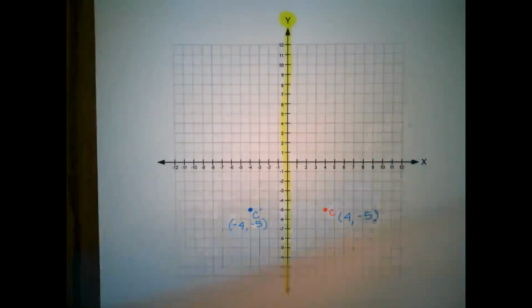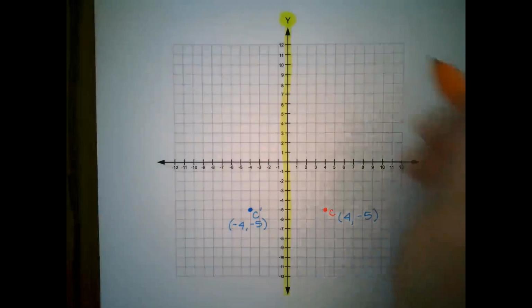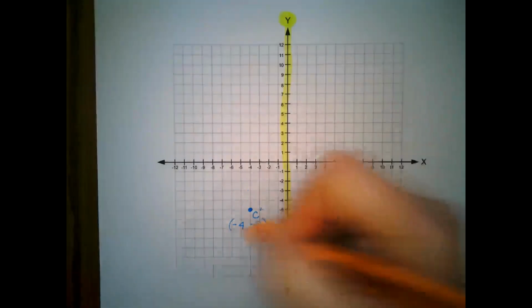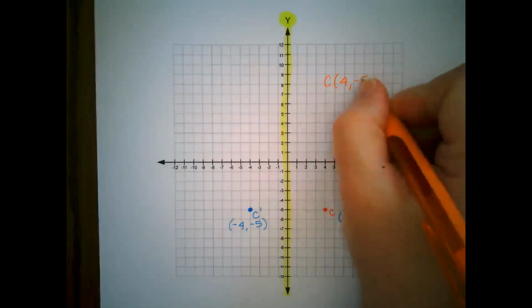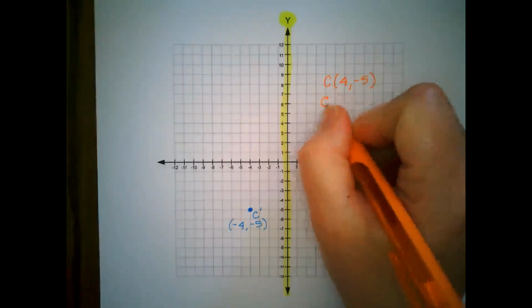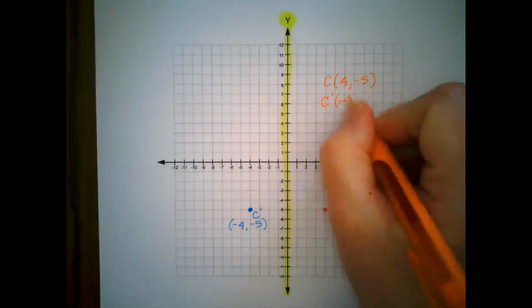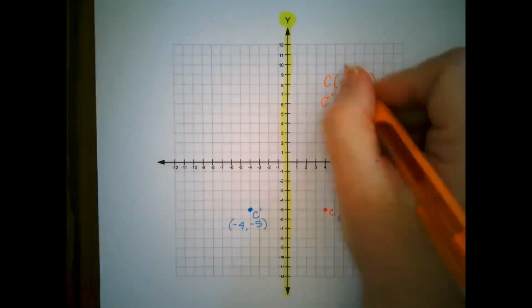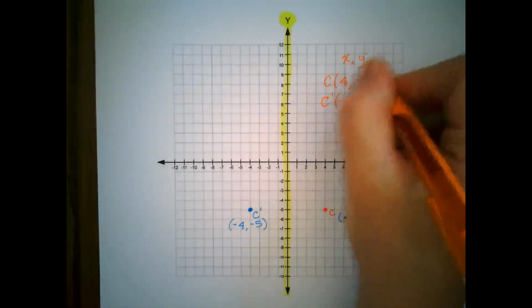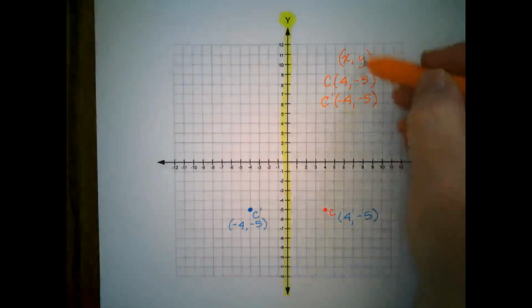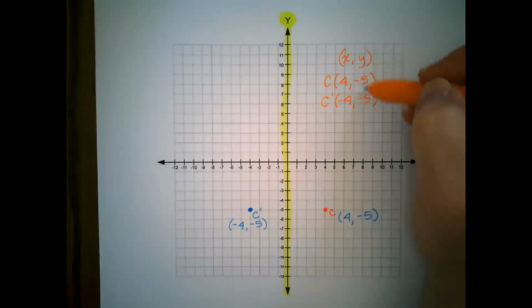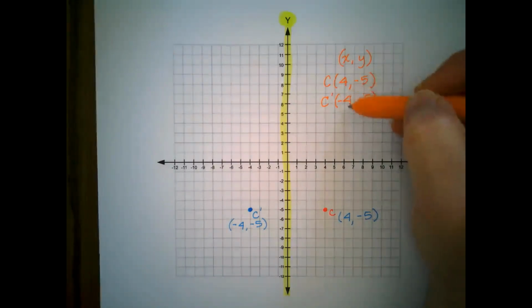Now let's take a look at actually writing those coordinates out side by side so we can see what happens when we reflect across the y-axis. Point C is located at 4, -5, and point C prime is located at -4, -5. Remember that your x coordinate always comes first and your y comes second. We are reflecting over the y-axis, and look what happens. The y value stays the same and the x value becomes the opposite.